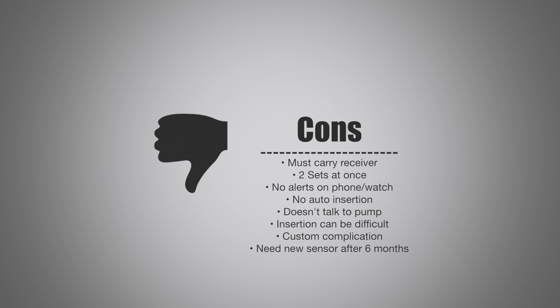Insertion can be a little bit difficult because you may not get to that angle that you need, especially if you're going to mount it behind your arm, whereas on the Medtronic one, that little button, simple press, boom, done, easy to do. There's no custom complication on the Apple Watch, which is a bit of a bummer. You still have to use your other hand and open up that glance to view your blood sugar. It would be really nice if you could just see right on that watch screen what your blood sugar is without having to do anything. And you still need to buy a new sensor every 6 months. I mean, they will send it to you, but you do have to replace it every 6 months. You don't have that option to just recharge it and keep going.